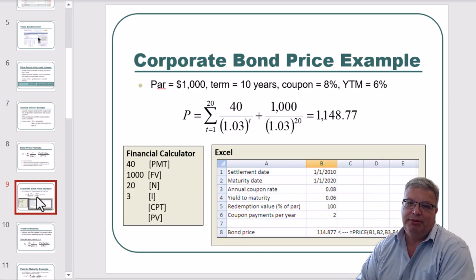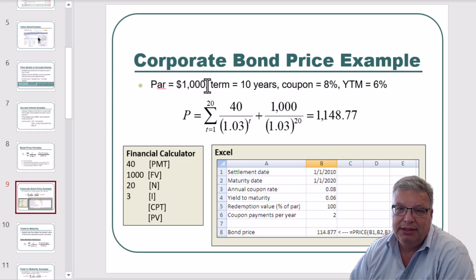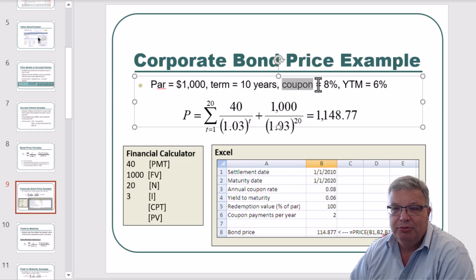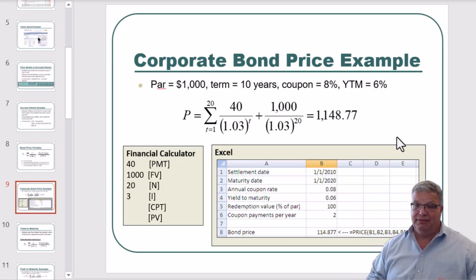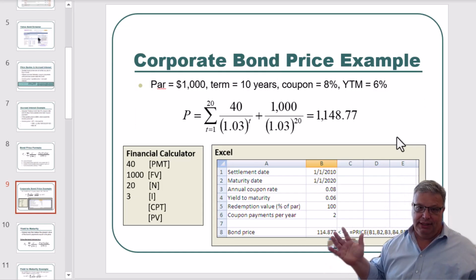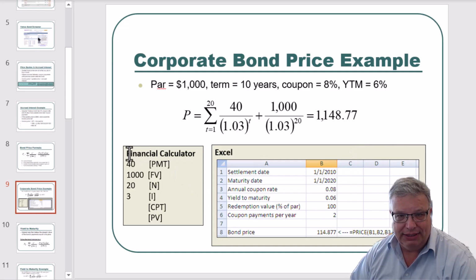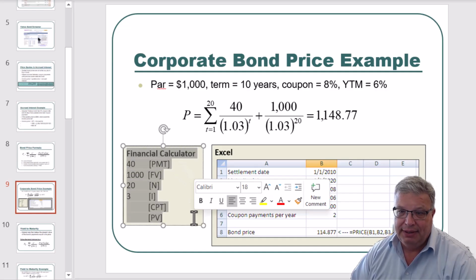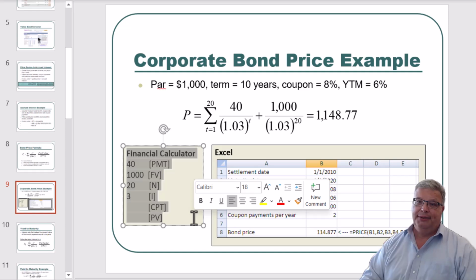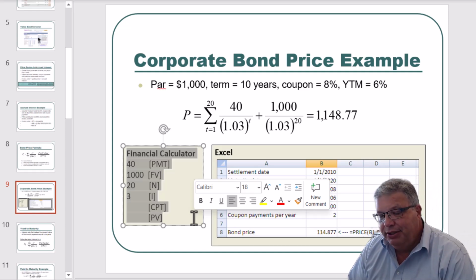So here's an example: the $1,000 par value bond, 10 years to maturity. You've got a coupon of 8% and a yield to maturity of 6%. We're going to look at a couple different ways to solve this problem, depending on the experience you had in Finance 300. I'm not going to go over this one in detail, but if you want to use a financial calculator, you can. The main reason to learn the financial calculator is if you plan on taking some kind of certification exam, either in accounting or finance.